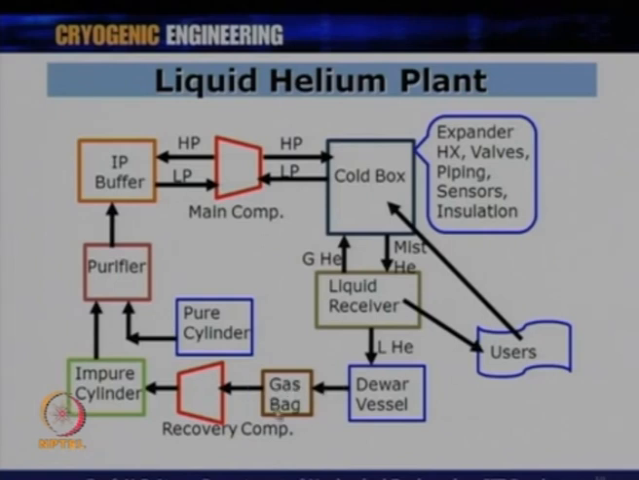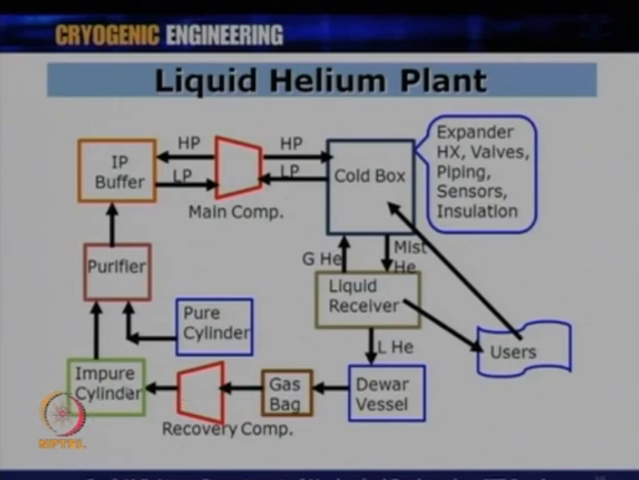So, here a gas bag is normally a kind of rubber bag in which the gas is stored, and once it has recovered, most of the gas goes to a recovery compressor and is then pressurized by using a recovery compressor, which is different from the main compressor. This gas is normally called impure gas because it is collected from various end users, and therefore it is stored in the impure cylinder over here.